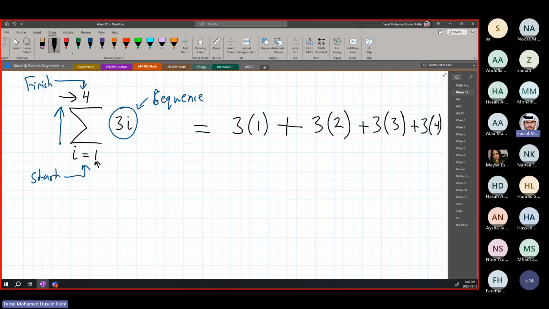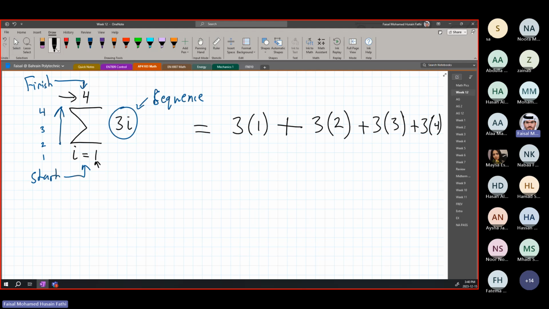And we stop. Because what is our finishing number? It is 4. So this is what start to finish means. So basically, i equals 1, 2, 3, 4, and then we stop. This is what this represents. The i at the bottom represents the start. The 4 at the top represents the finish. And 3 times i, this i over here represents the values you will be substituting in your calculation. And that's it. This is your final answer.